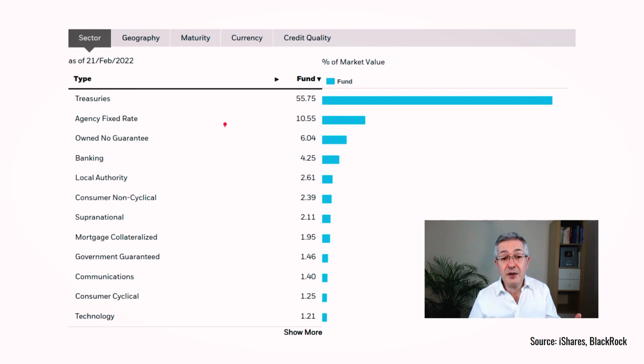Now you can see the vast majority of them are treasuries. Those are government bonds mostly issued by developed market governments. That makes up well over half of the fund. But then you also get things like agency bonds, so that might be Fannie Mae and Freddie Mac bonds, which are actually US mortgages packaged up into bonds. And you also get corporate bonds. So some will be in the banking sector, some are in the consumer non-cyclical sector, so those would be defensive companies, and some will be in communications, some in consumer cyclical, some in tech, and so on. So there's a real mishmash here of government debt, corporate bond debt, but also mortgages which are packaged up into bonds.